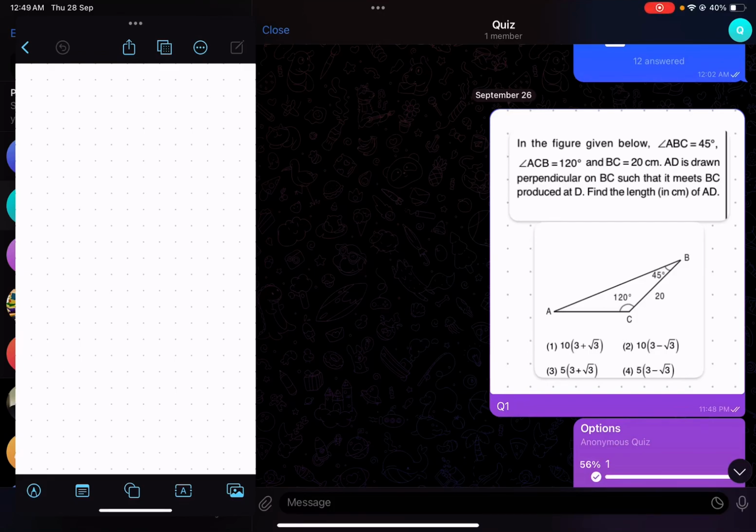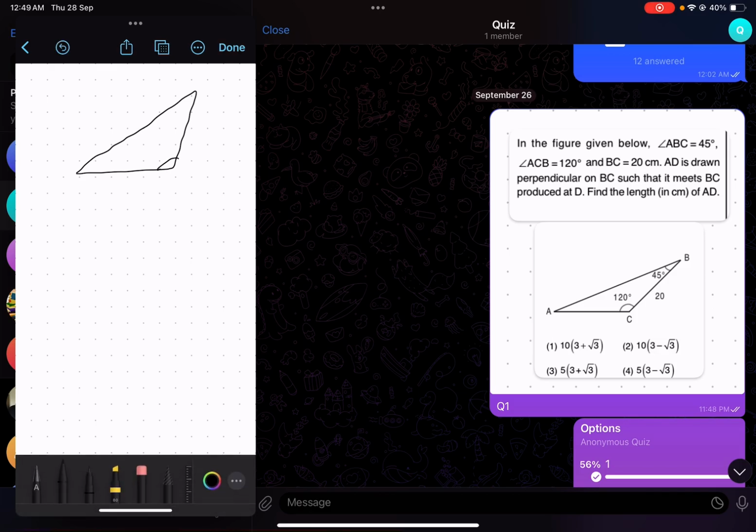Okay, so let us go through the questions of today's geometry quiz. The question is: in the given figure below, angle ABC is 45 degrees, and AD is drawn perpendicular. It meets BC. So basically this is the figure given to us. This angle is given as 120 degrees, and this is given as 45. This is A, this is C, this is B.